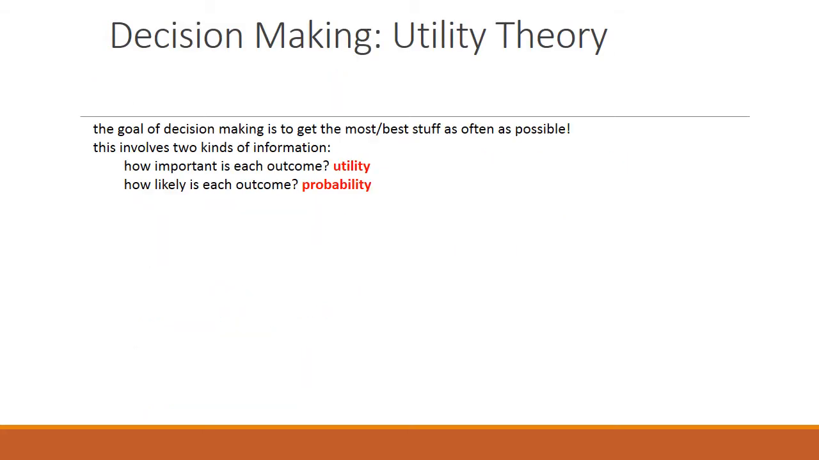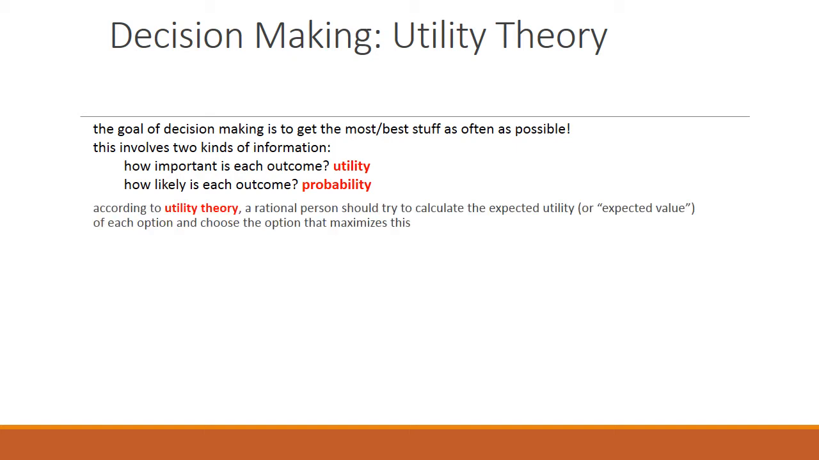So now we're going to switch gears a little bit. We just talked about the different heuristics that we rely on when making judgments, and the different biases that might influence our judgments. And now we'll talk about the actual decision making. So given these kinds of judgments that we're making, how do we make a decision based on those? The main goal of decision making is to get the most or the best stuff as often as possible. And in order to do this, it relies on two different kinds of information. How important to you is each outcome, which we define as the utility, and how likely is each outcome, which we define as the probability.